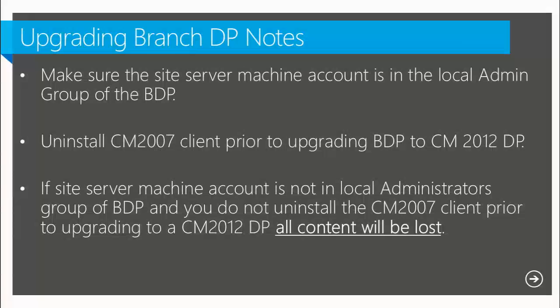And then this is a big one, branch distribution points. Take a note here. If you have branch DPs, if you don't uninstall the client, and if the site server machine account is not a local administrator in the group on the BDP, then you may lose your data. You may lose all your data when you migrate. So that is key. Those two things are very important. You've got to remove the client, and you also have to make sure you have full permissions to the local administrators group on that box, or all the data will be lost.